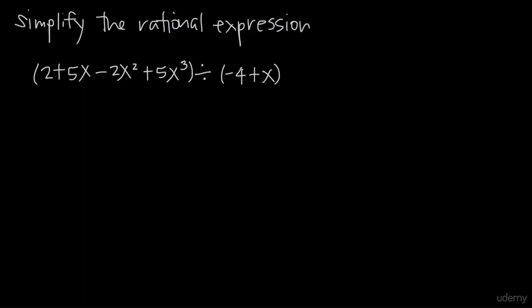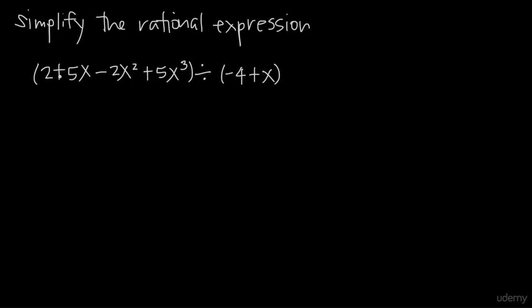In this video, we're doing another example of division of rational expressions, and in this particular problem, we've been given two polynomials. We're dividing one by the other. So the first is 2 plus 5x minus 2x squared plus 5x cubed. We're dividing that by the quantity -4 plus x. So this is a rational expression because it's a ratio of two polynomials. A rational function is a ratio of two polynomials.